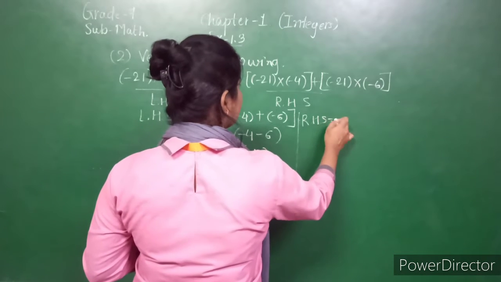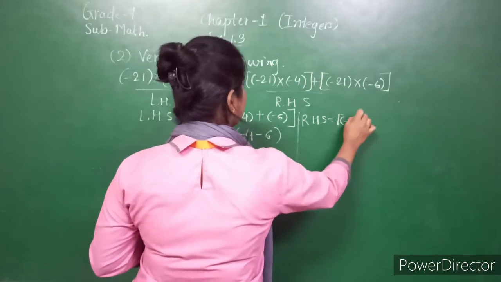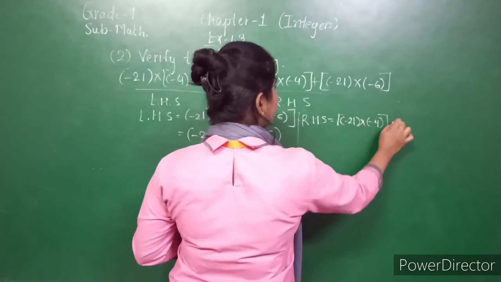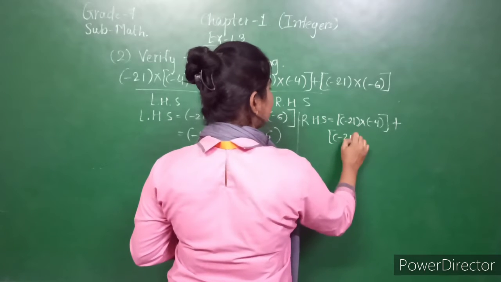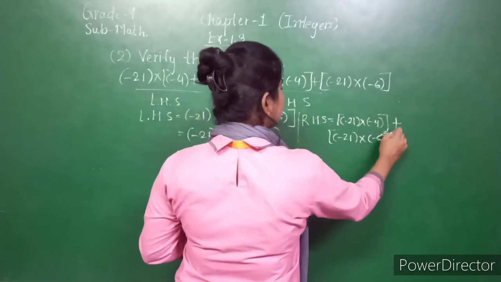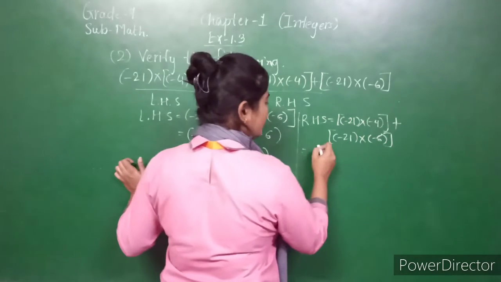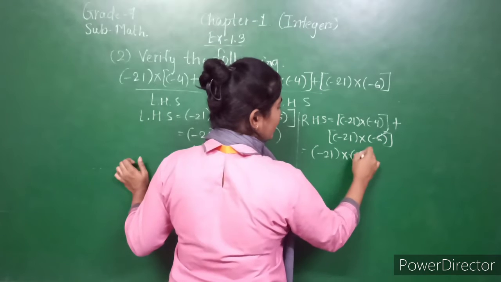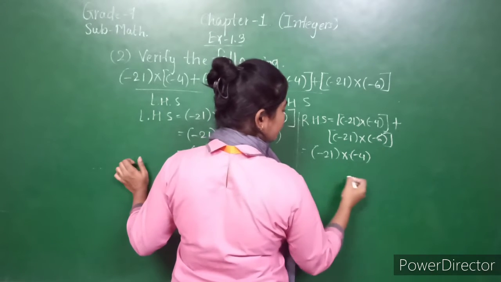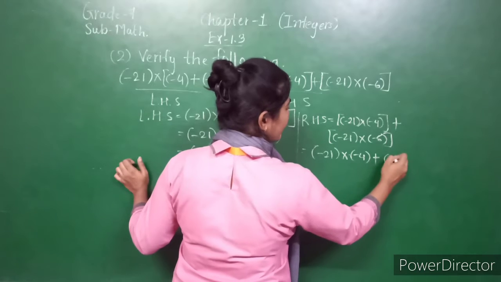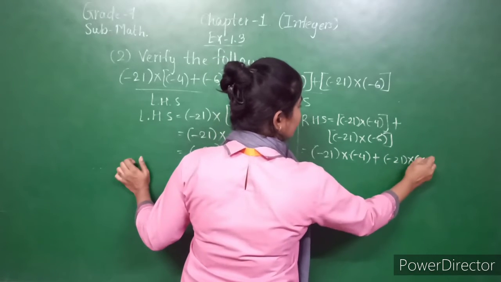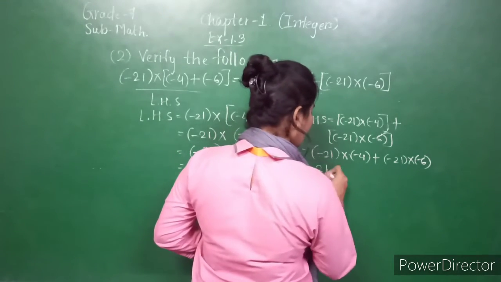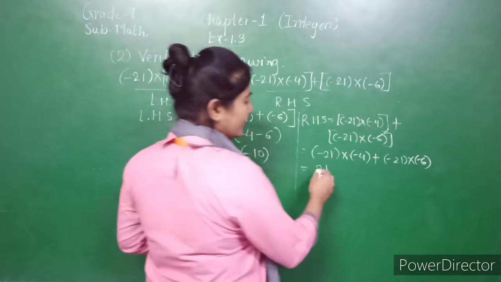So RHS equals minus 21 into minus 4 plus, in the second bracket, minus 21 into minus 6. So here first of all, minus 21 into minus 4 is given, plus minus 21 into minus 6 is given. So minus 21, so here 2 minus are there, so we have to remove minus from here.